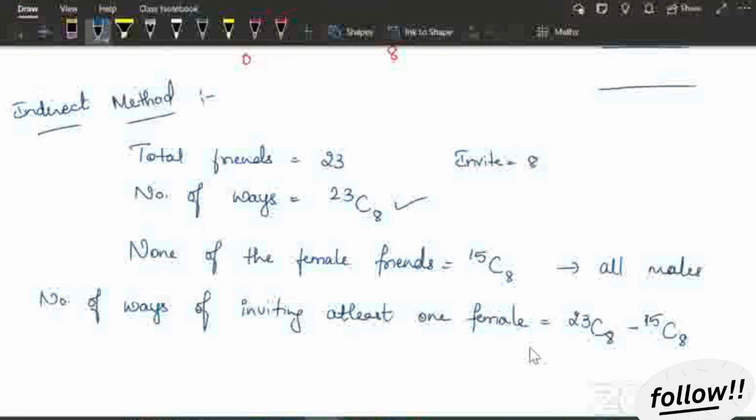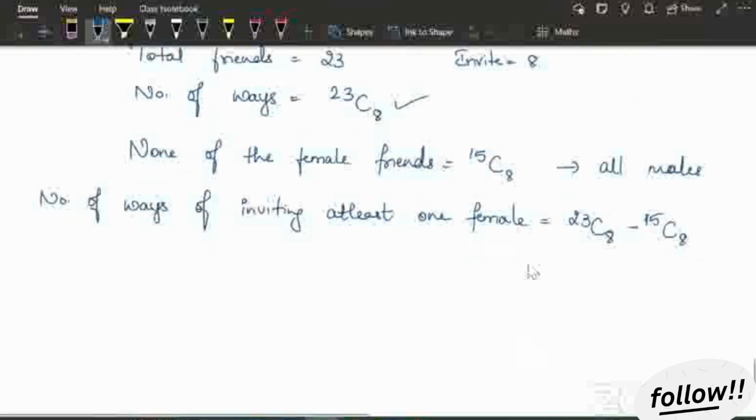Is it clear? Now you can solve this or even keep it as it is, it doesn't matter. I'll try to solve and find out what the answer is. 23 into 22 into 21. I'll just find it out here itself.